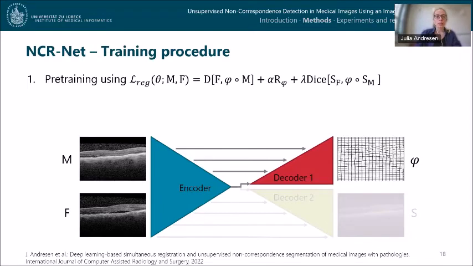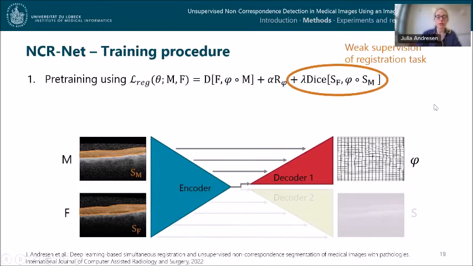This network is trained in a 2-step training procedure. First we perform a pre-training using the classical image registration objectives, that is the image distance and the regularization of the deformation field, and here at the end we add some weak supervision to the registration task. So we are calculating the overlap of the segmentations of the moving and fixed images. Here we do not use any fine-grained segmentations, but rather segmentations of the huge anatomy that can be seen in the images. So for the OCT examples here, we would use the segmentations of the entire retina, marked here in orange.